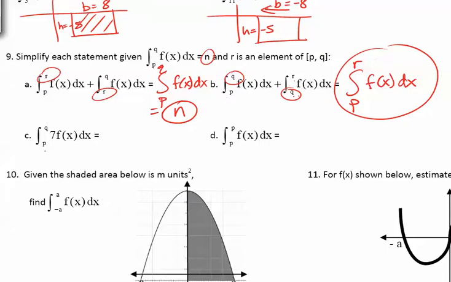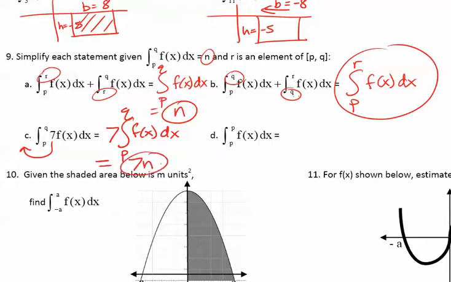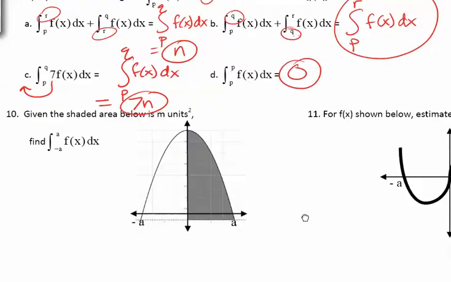In C, the difference here is that we've got a multiplier of 7. So just like we could do the multiple after we did the derivative, the same property is true for integrals. So we could do the integral first and then multiply by 7. So we can see that this would give us a 7n. And here again an integral from p to p, another no area.